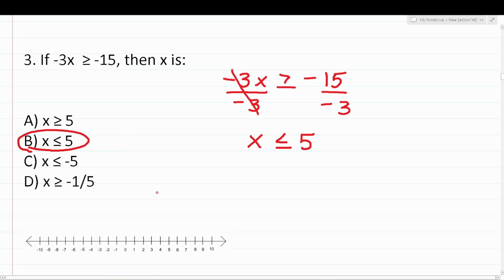Let's go ahead and graph this solution now. Again, we know we're using a closed circle since this is less than or equal to. We're going to go to 5 on our number line. We're going to drop down our circle. Then we've got to determine which way our arrow goes.